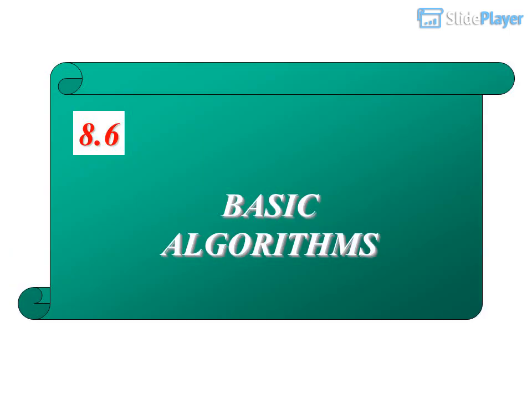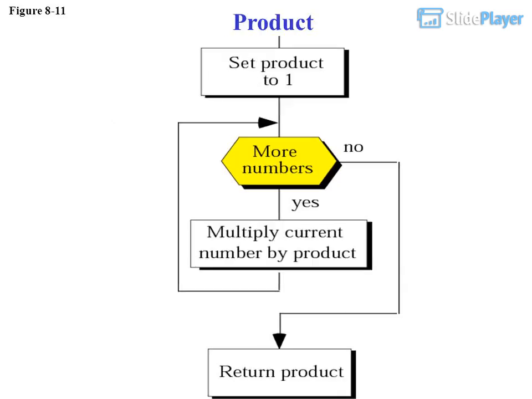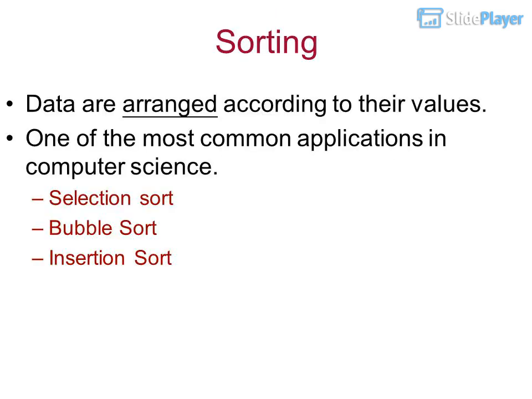8.6. Basic algorithms. Figure 8.10. Summation. Figure 8.11. Product. Sorting: data are arranged according to their values. One of the most common applications in computer science. Selection sort, bubble sort, insertion sort.